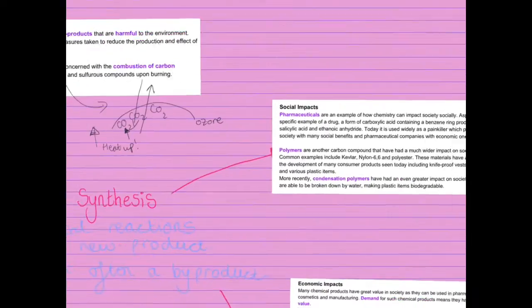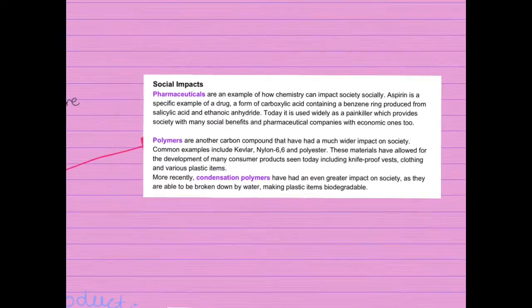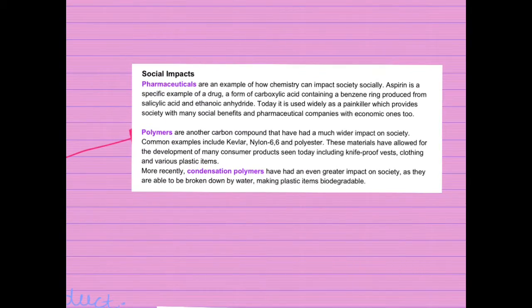So, social impact. Pharmaceuticals are an example of how chemistry can impact scientists socially. Aspirin is an example of a drug, a form of carboxylic acid containing a benzene ring, which we'll do at A level, produced from salicylic acid and ethanoic anhydride. Today it is widely used as a painkiller, which provides society with many social benefits and pharmaceutical companies with economic ones. Okay, so that's looking at a good thing about chemical synthesis.